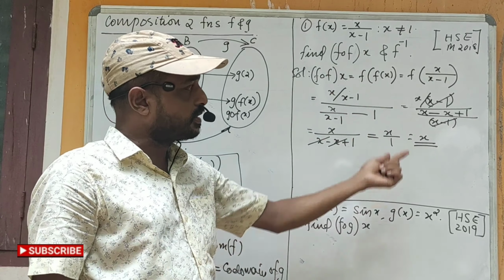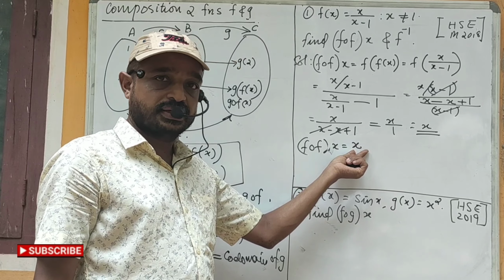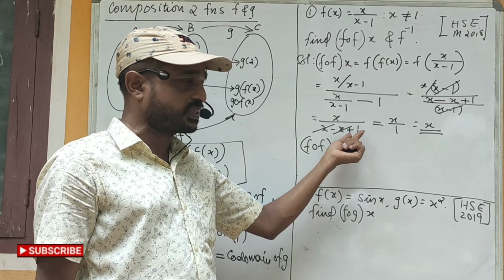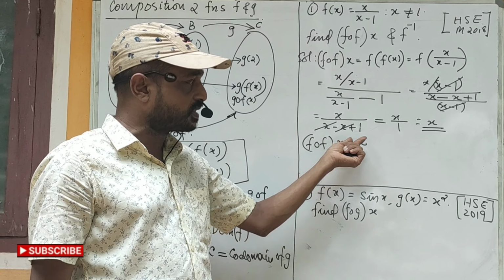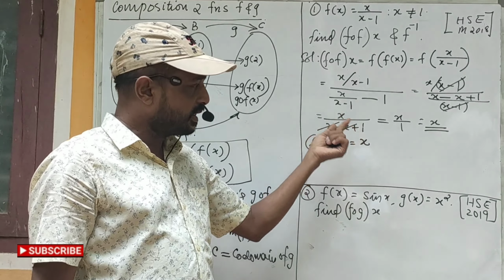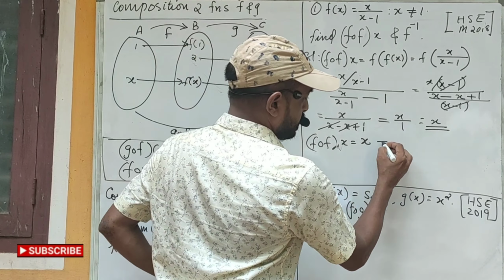If f composition f of x is equal to x, which is the identity function, you know, then that implies f inverse is equal to f.